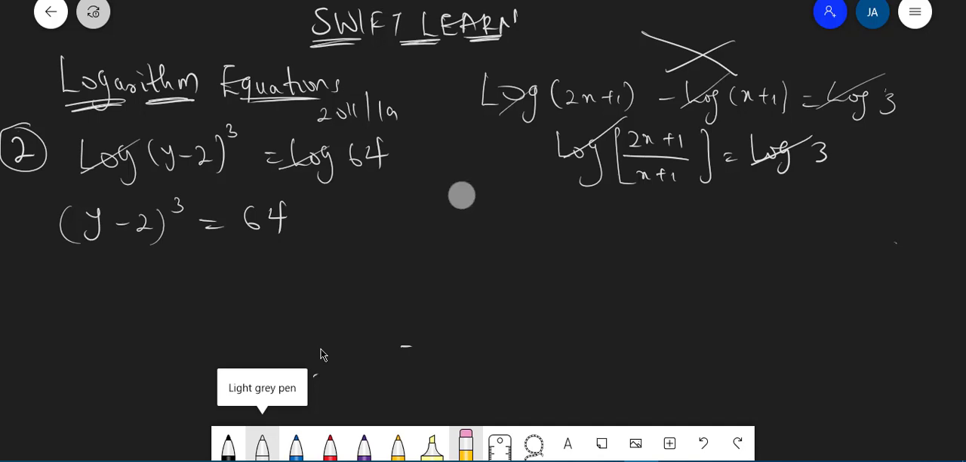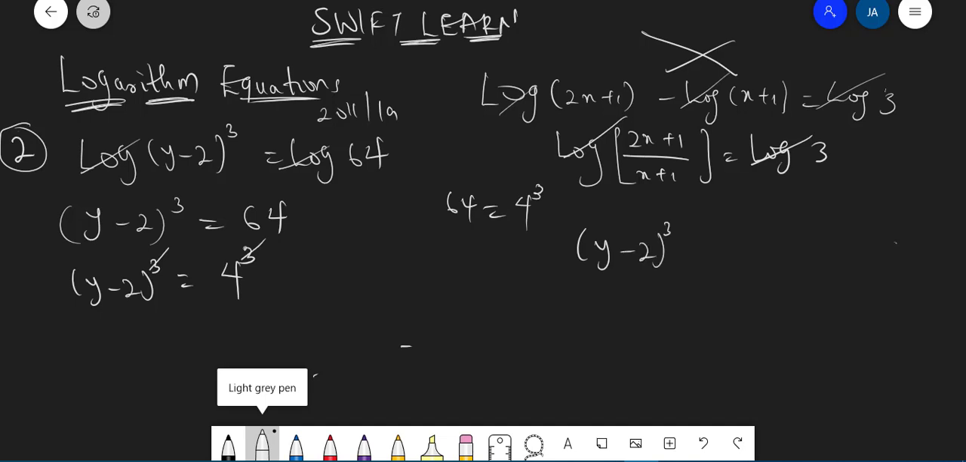64 is equal to 4 raised to power 3. So I can simply say (y minus 2) raised to power 3 equals 4 raised to power 3. Then this can cancel this. You might be asking how. Okay, how? I can take the cube root of each of them, like saying (y minus 2) to the power 3 times 1 over 3, and 4 raised to power 3 times 1 over 3.